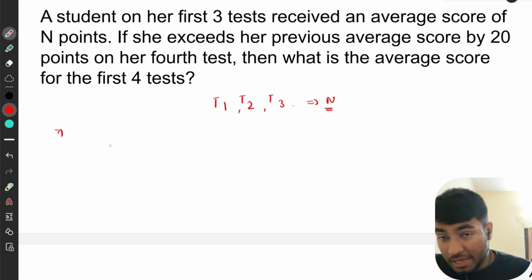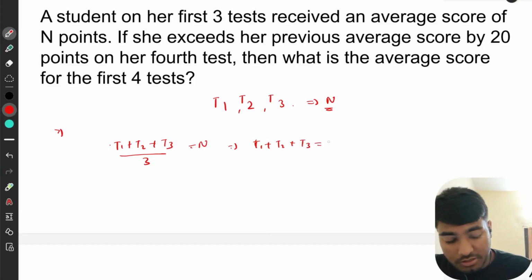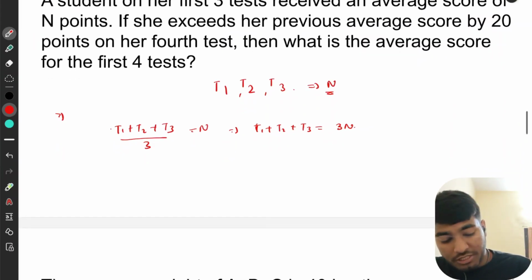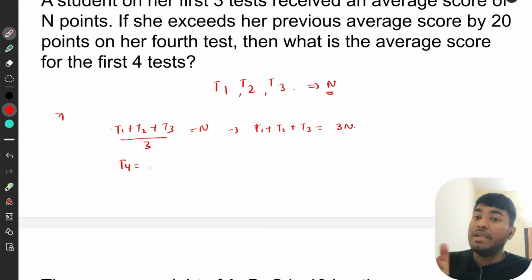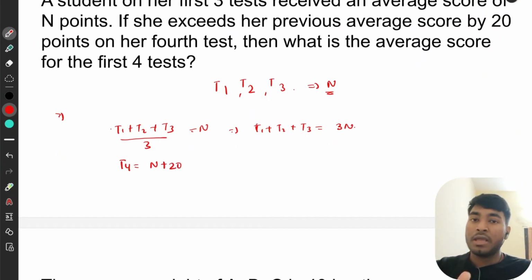So can I say here that the average of the first 3, that is (T1 plus T2 plus T3) by 3, is equal to n. Therefore I can say that T1 plus T2 plus T3 is equal to 3n. Any issue? What is given to you? You are given that in the 4th test she exceeded her average before by 20 marks, that is in T4 she got n plus 20.